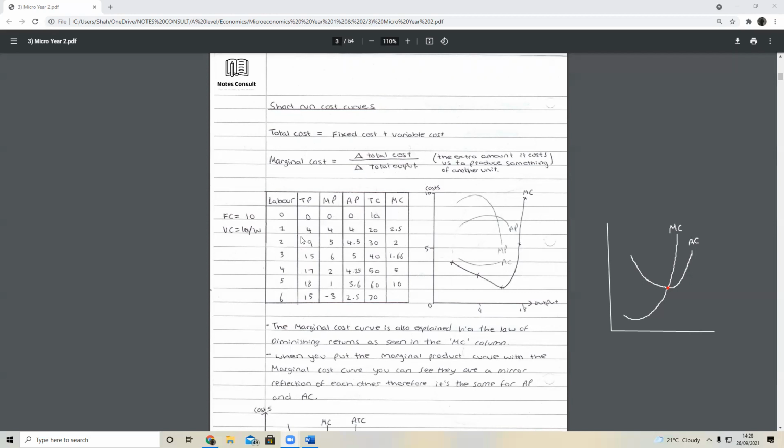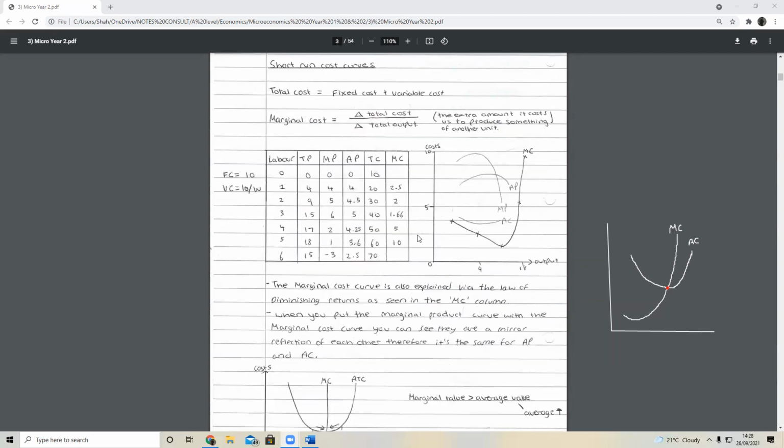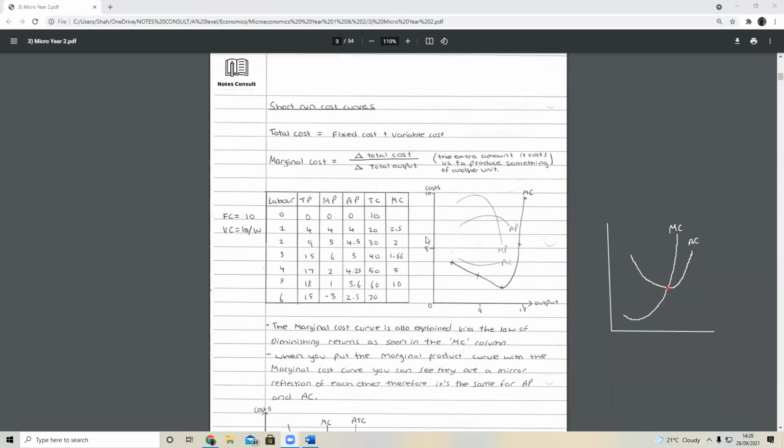What about for the second worker? What would be our marginal cost? Well, it says here 2, but why is it 2? It's because again our change in total cost is 10. So 10 divided by the change in total output. What's the change in total output from 1 to 2? It's 5, right? You understand that?